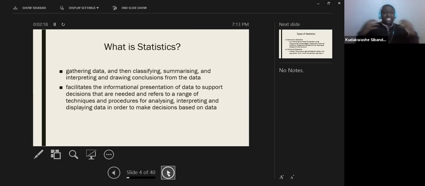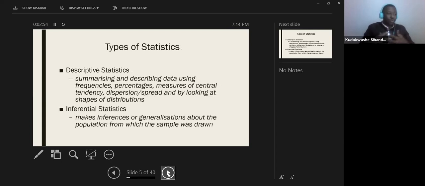So statistics facilitates the informational presentation of data to support decisions. Sometimes maybe you are sitting with your board and you want to make a decision. So statistics can help you to make informational presentation of the data to support whatever decision you want to make, right? It also refers to a range of techniques and procedures for analyzing, interpreting, and displaying data in order to make decisions based on the data. So statistics will help you to make sound decisions when you want to make decisions for your company.